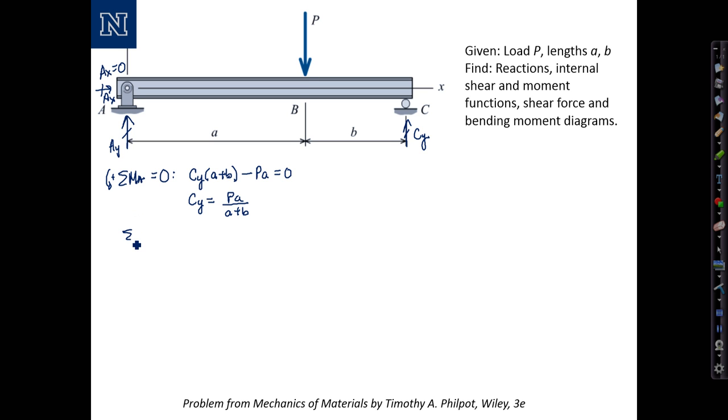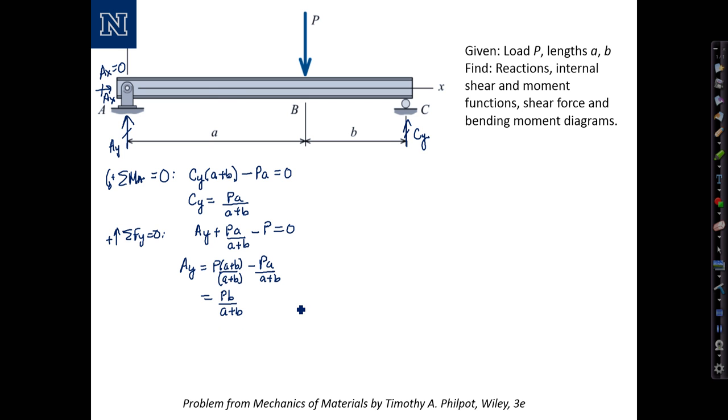To find A sub y, I'm going to sum forces in the y direction, assuming positive in the upward direction. I have A sub y plus C sub y, which we just found to be PA over A plus B, minus P equal to 0. So A sub y equals P minus PA over A plus B. To simplify, I'll multiply by 1, A plus B over A plus B. Therefore, this simplifies to PB over A plus B.